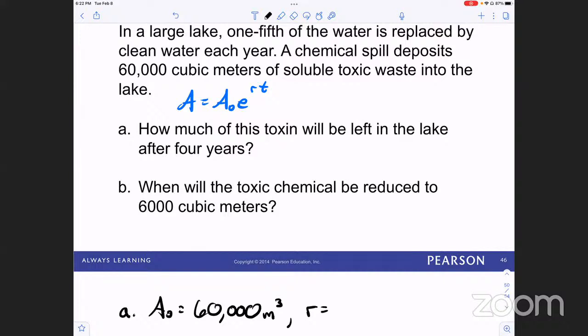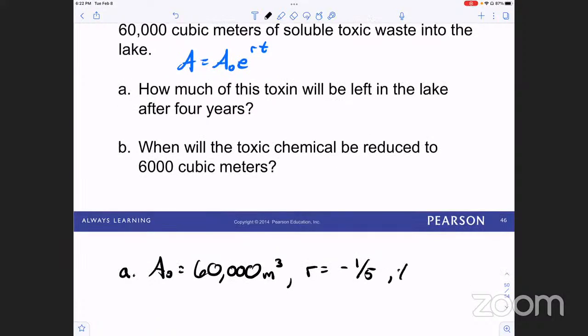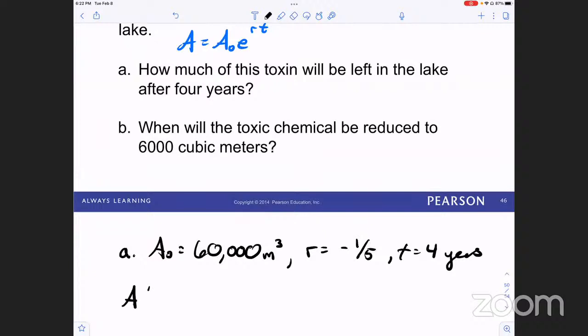Rate is, because it's getting diluted, right? Time is 4 years. The amount left after 4 years should be 60,000. The rate, I'm going to do this negative 1/5.